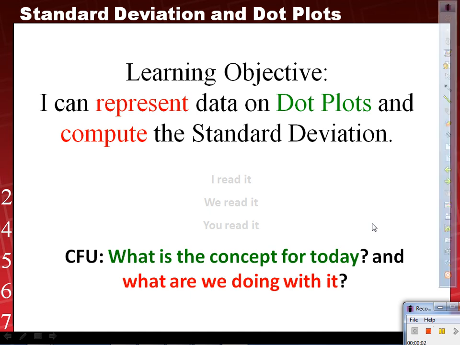Our objective for today: I can represent data on dot plots and compute standard deviation. Now, last week, we did a couple of practices with standard deviation. Is that correct? Do we need to do another practice? Well, I think we got it. I'm just going to review the example so you can see exactly what went into the practice standard deviation. But for today, we are going to move forward and look at dot plots.